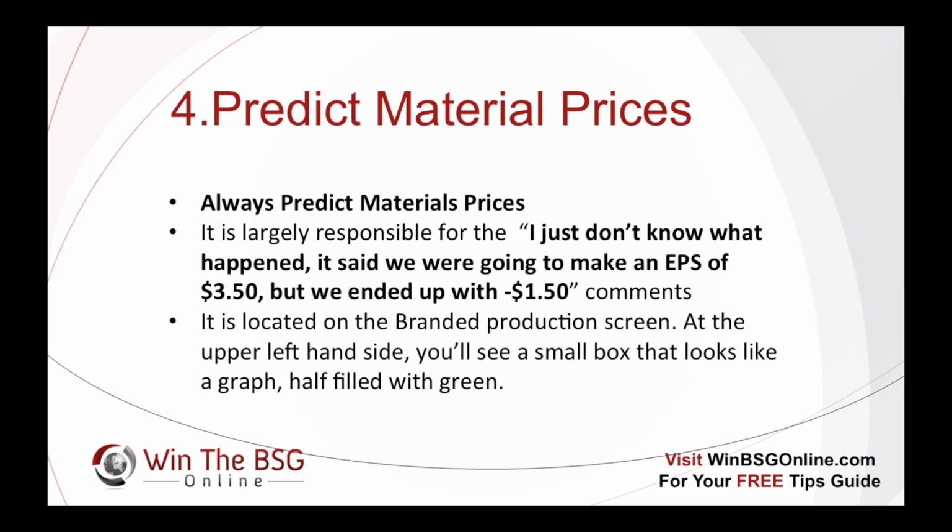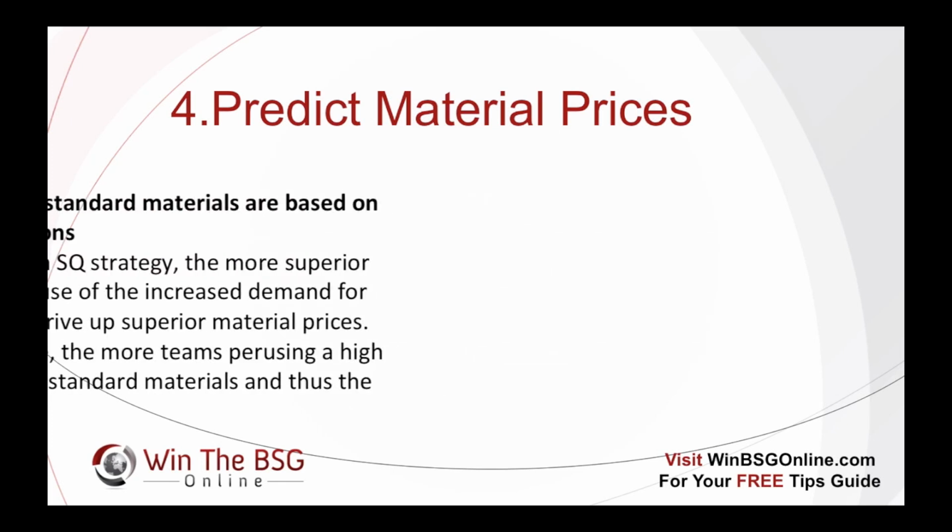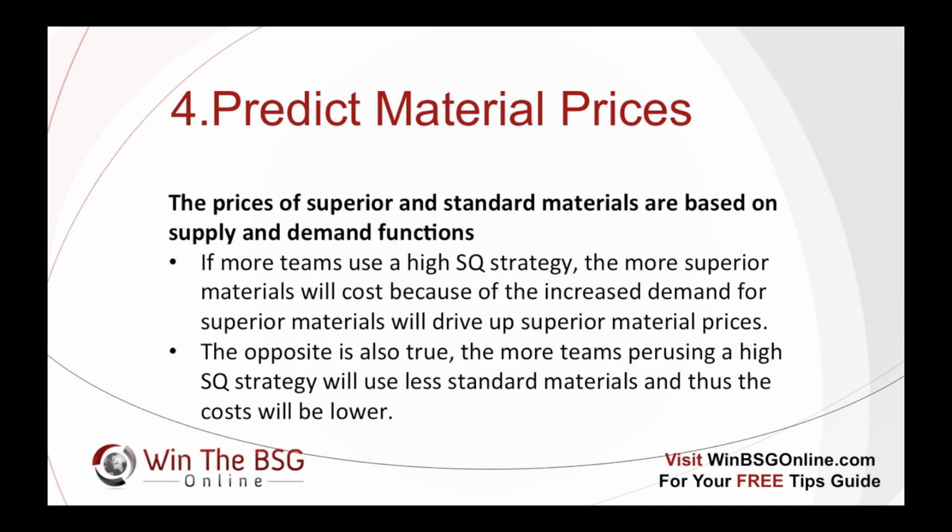It's located on the branded production screen. If you look in the upper left hand side, you'll see a small box that looks like a graph and it's half filled with green. That's the material predictions box. The prices of superior and standard materials are based on supply and demand functions, and we get more into the actual predictions in the paid strategy guide, but as a general rule of thumb, it works like this.